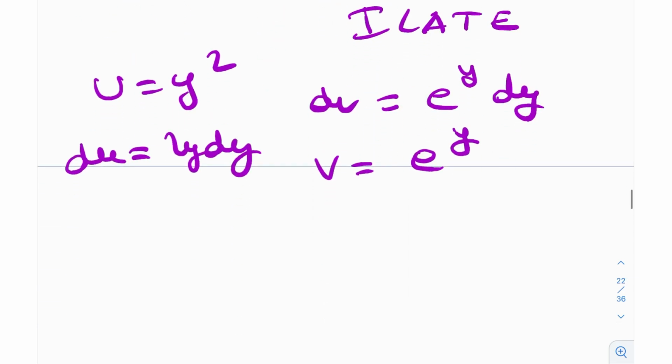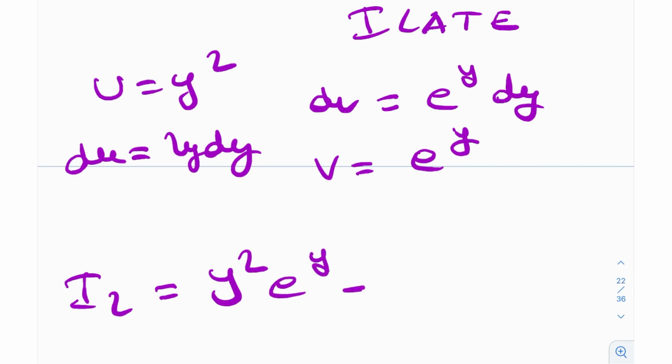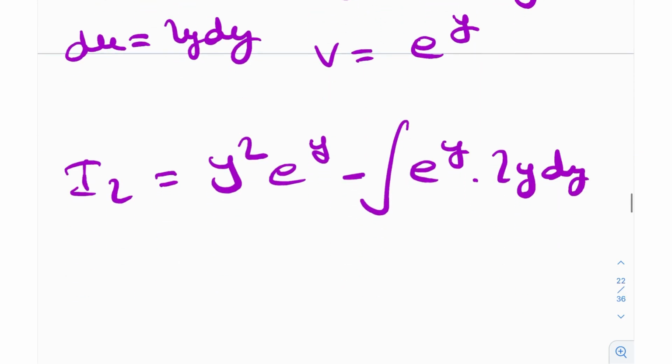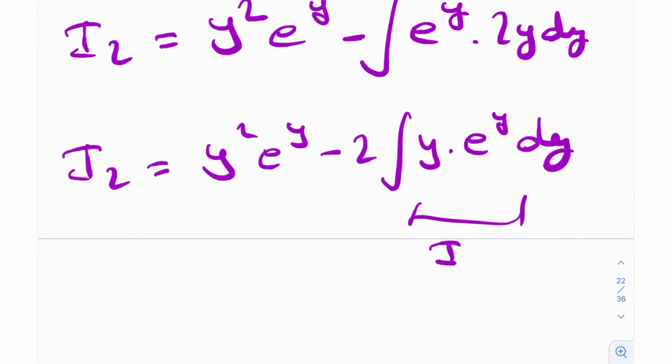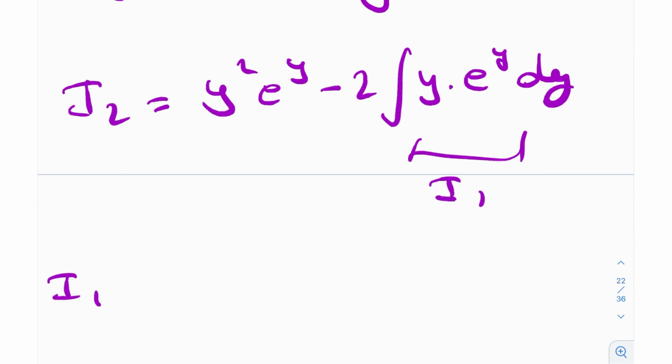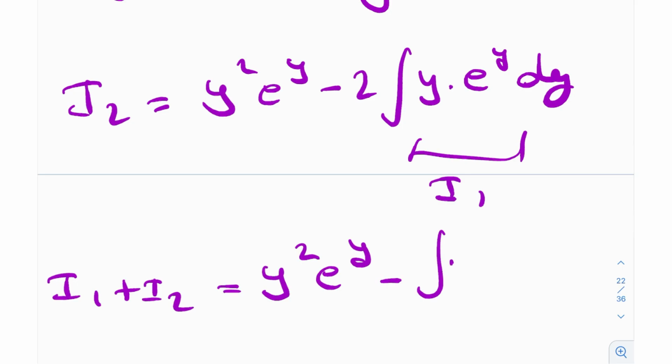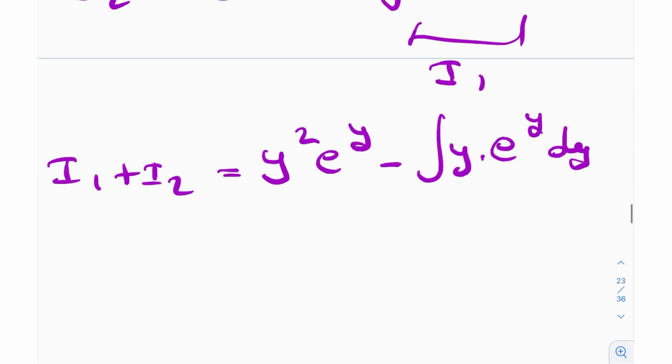Great. So I2 is uv, y squared times e raised to power y, minus the integral of v du, e raised to power y. du is 2y dy. So I2 then becomes y squared times e raised to power y minus twice the integral of y times e raised to power y dy. And this actually happens to be I1. So I1 plus I2 happens to be y squared e raised to power y minus the integral of y times e raised to power y dy. I just took one I1 to the left hand side.